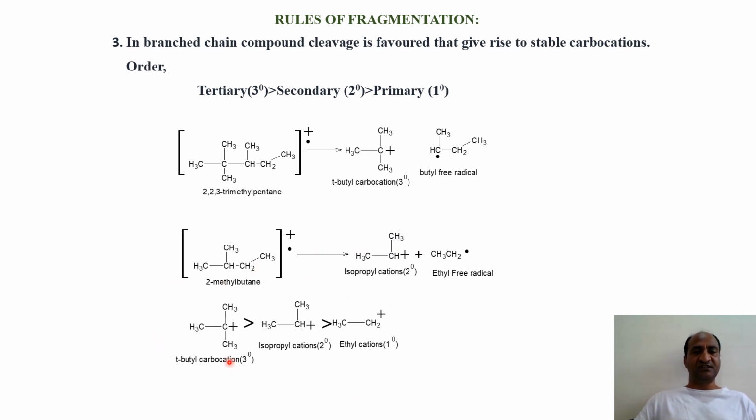3-degree is more stable than 2-degree and 2-degree is more stable than 1-degree. That is basically dependent on the number of electron donating methyl groups. Here there are 3 electron donating methyl groups. Here there are 2 electron donating methyl groups. Here there is only 1 electron donating methyl group. So whenever fragmentation is there, the possibility of tertiary carbocation formation is more as compared to secondary, and secondary carbocation is more as compared to primary.